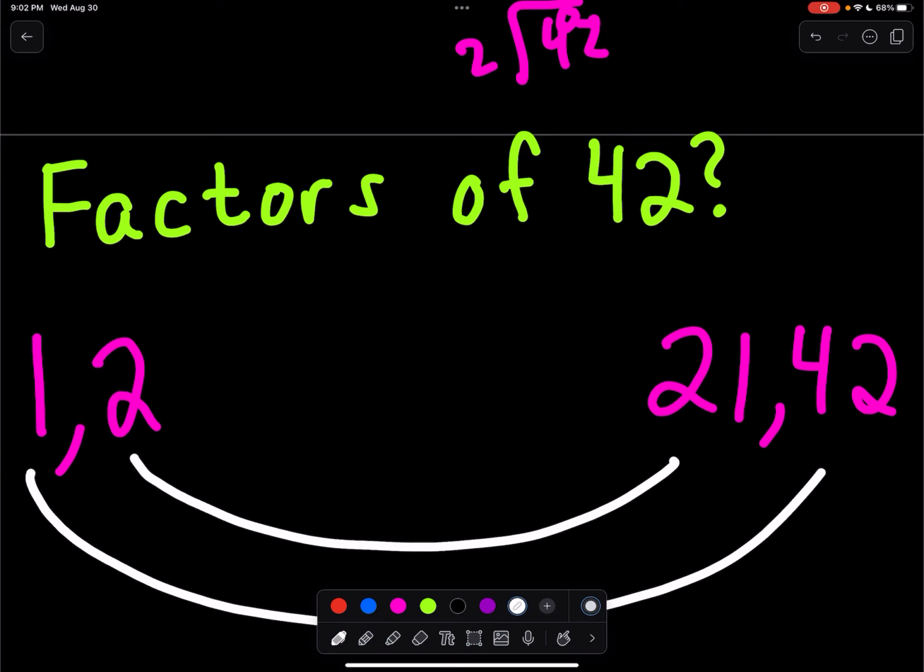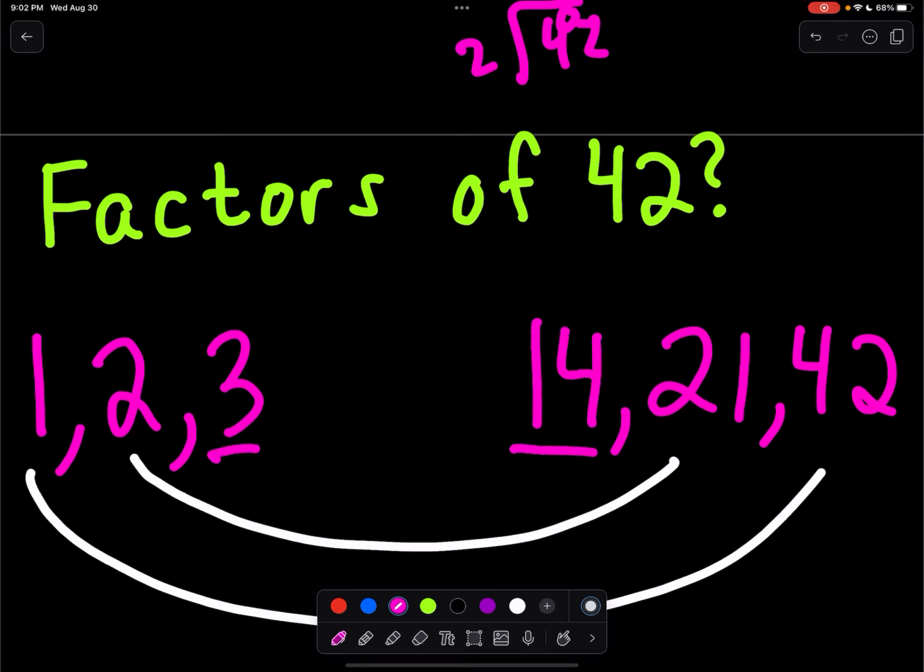3. Now 3 does go into this. If you think about it, the digits of 42, when you add them up, make 6, and 3 goes into that. So that's interesting. 3 is our next one. That's 3 times 14. Think about it. 3 times 10 is 30, and then 3 times 4 is 12. 30 and 12, that makes our 42.